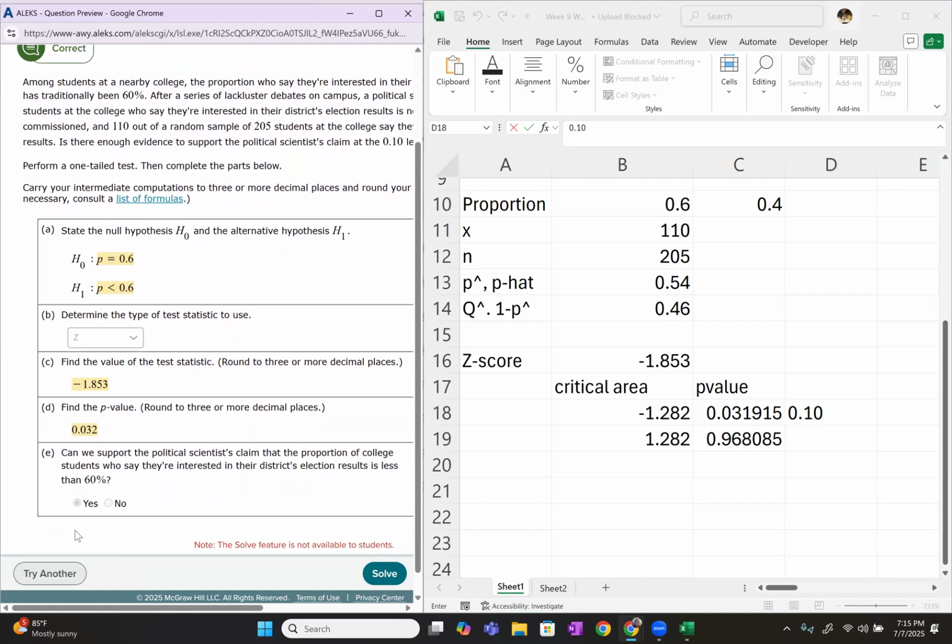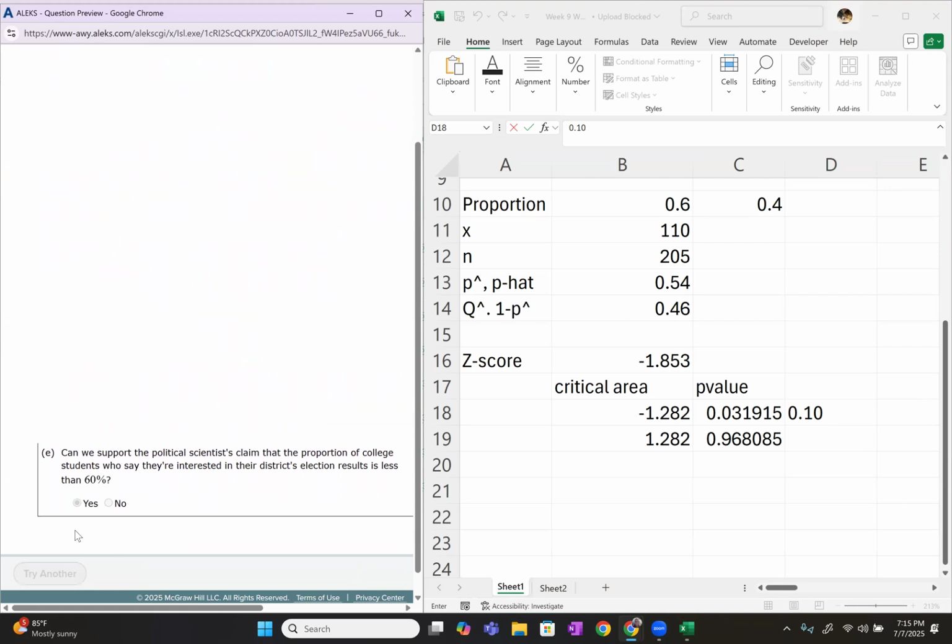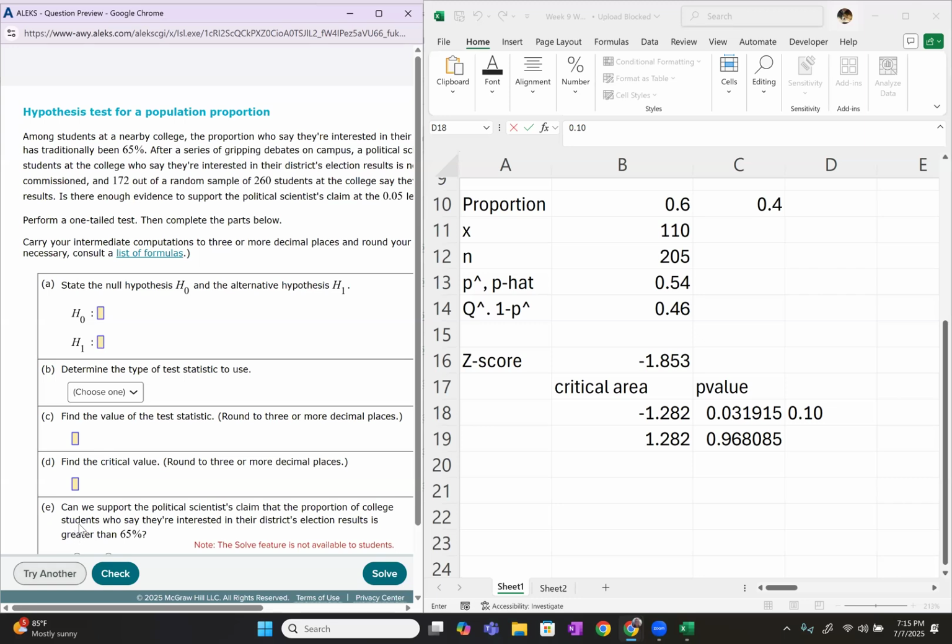Are we ready to try another one? Do you have questions on this one? Okay, we're gonna try another one. There you go. All right, let's try here. Here you go.